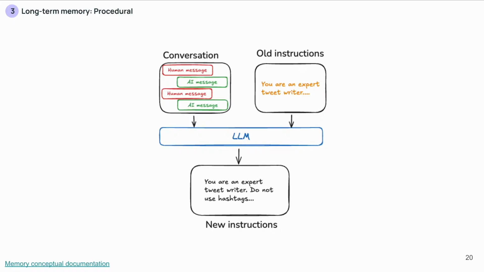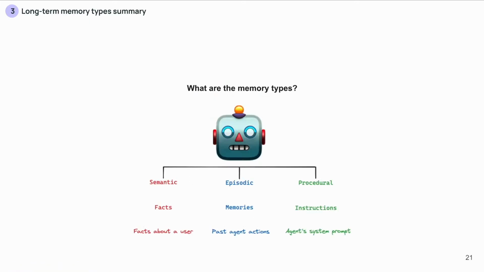Now this can be used very nicely in the context of long-term memory, where we can take a conversation, we can take some old set of instructions, pass both to an LLM, have an LLM write new instructions, and then save to long-term memory. And in fact, the final agent we're going to build will use this to update the way I want to manage my to-do list. So again, we can see the different memory types: semantic, facts; episodic, experiences or memories, past agent actions; and procedural, instructions, for example, the prompt.